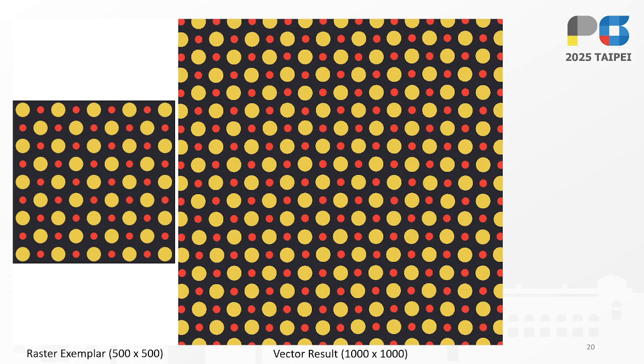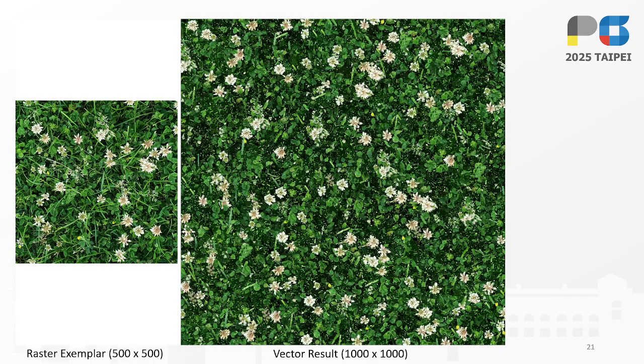This next exemplar is tricky because there is highly recognizable expected structure, and despite this, we are able to capture the structure and produce a faithful result. This next exemplar is difficult because there is complex structure within the texton and complex relationships between the textons, for example, between the flowers and blades of grass. And even with these complex relationships, we're able to produce a faithful output.